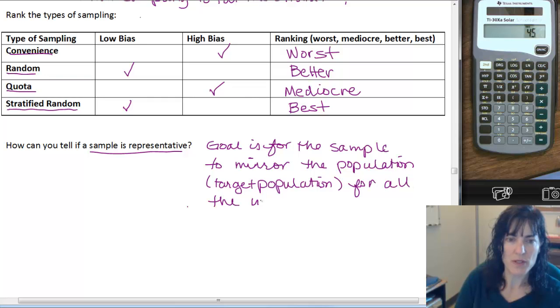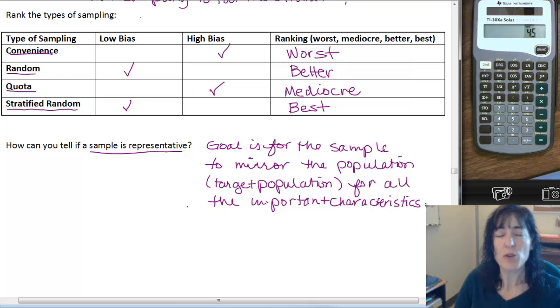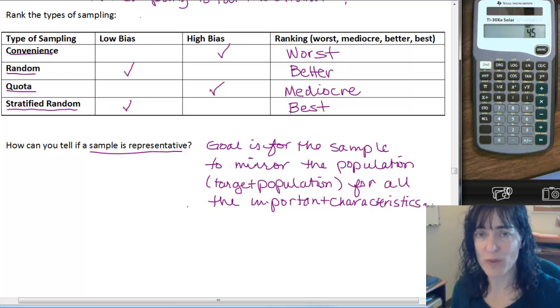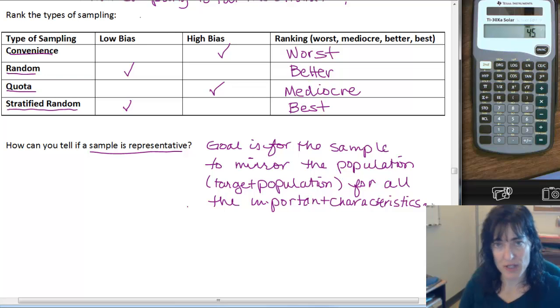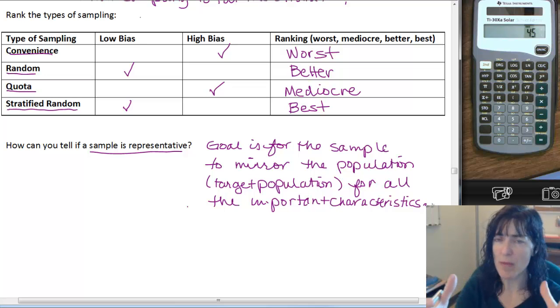For all the important characteristics. So you have to figure out, and I've told you in the past, what are the important characteristics that we're going to look at. But if you're really doing research, you are trying to figure out what characteristics matter for this question that I want to ask.